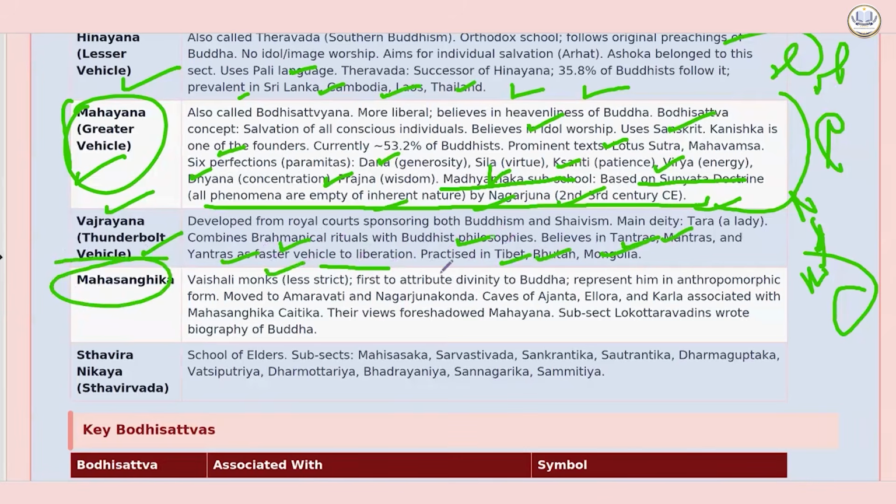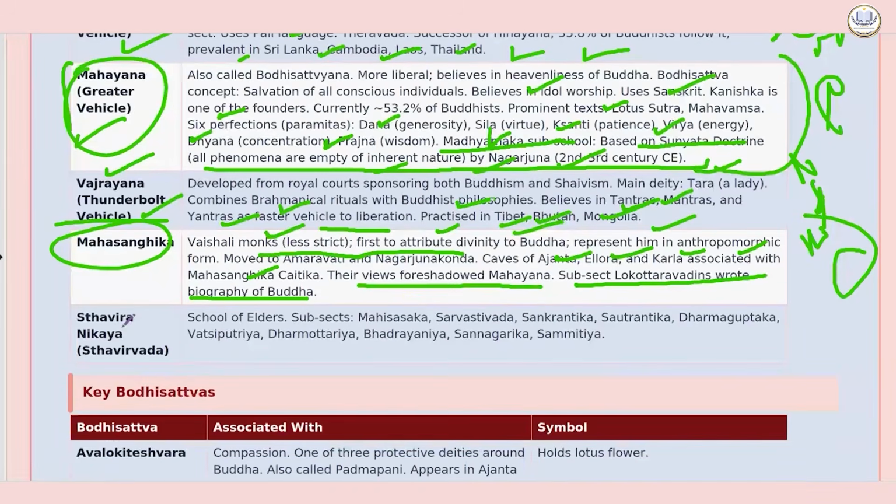So Vaishali monks, less restricted, were the first to attribute divinity to Buddha and represent him in anthropomorphic form. They moved to Amravati and Nagarjunakonda, and the caves of Ajanta, Ellora, and Karle are associated with Mahasangika, Kaitika. Their views foreshadowed Mahayana. A subsect is Lokattarvadins, who wrote a biography of Buddha. Then we have Stavira Nikaya, Stavira Vada, the school of elders, with subsects of Mahi Shashaka, Sarvasti Vada. Then Sankrantika, Sautrantrika, Dharmaguptaka, Vatsiputraya, Dharmotraya, Bhadranya, Sanagarika, and Samitya.